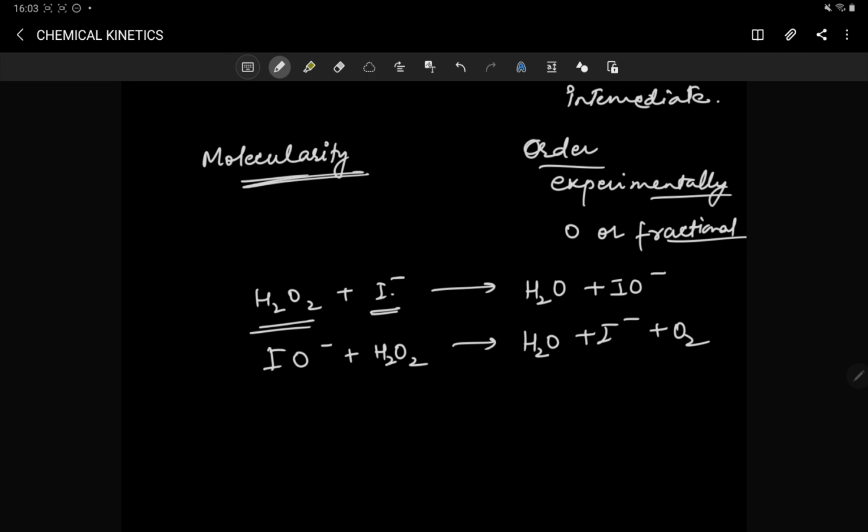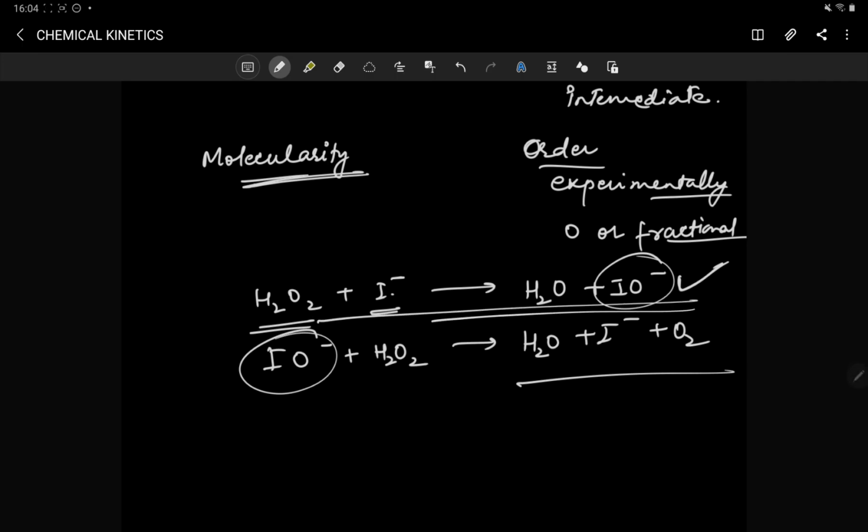Now here the first step is considered the rate determining step, and IO minus is the intermediate because it is not there in the final product. So in such cases the order will be for the slowest step. So the order of reaction is for the slowest step, while the molecularity of the slowest step is always the same as the order of the overall reaction. So that is how we can see the difference between molecularity and order of reaction.